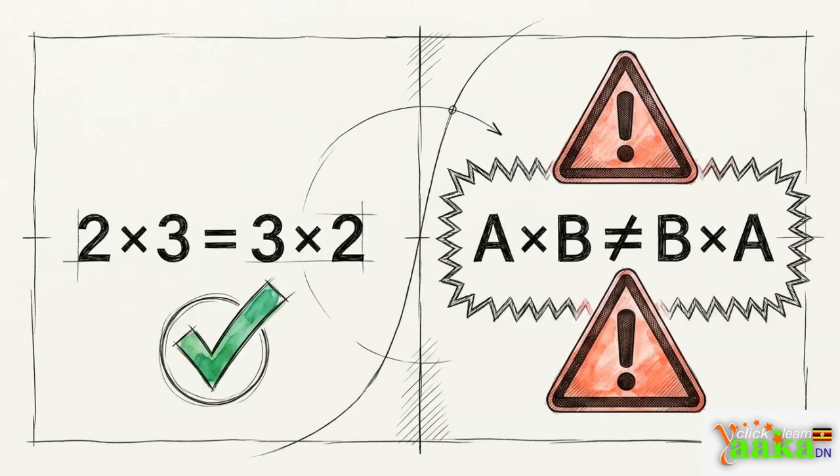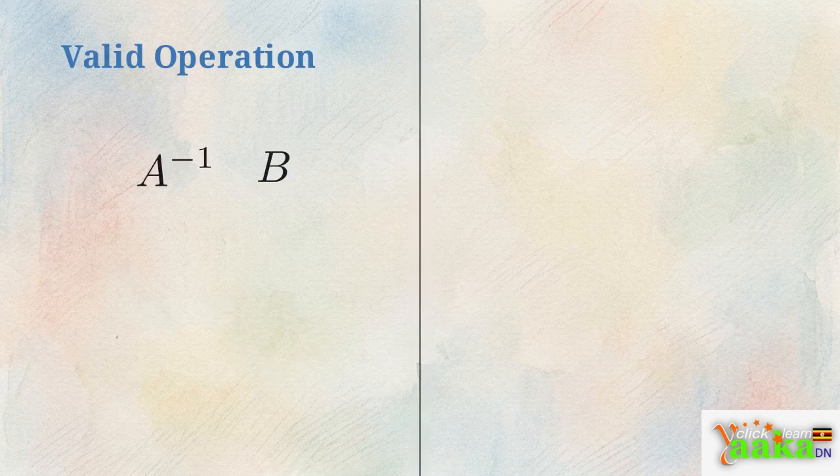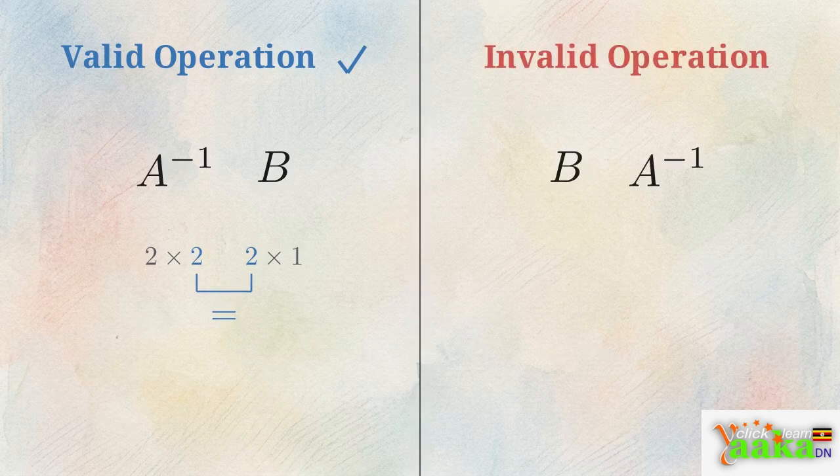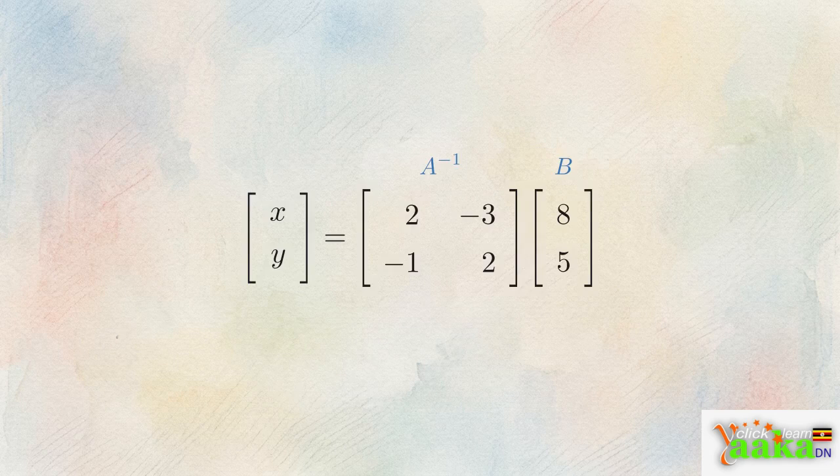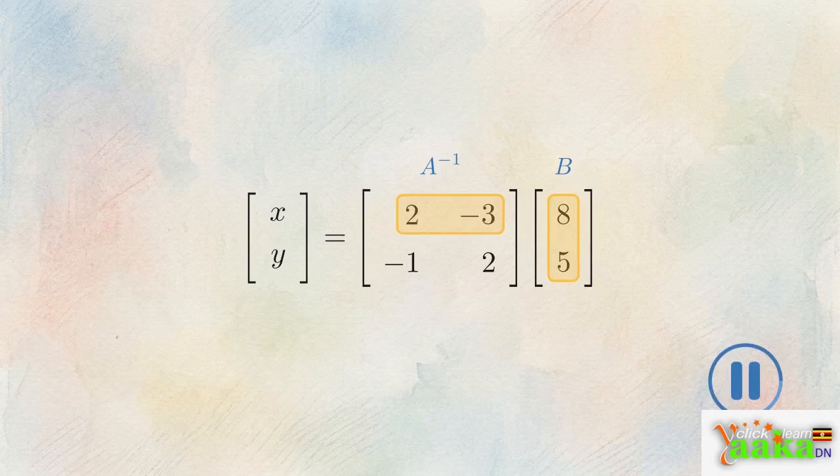When preparing the final multiplication, we must observe the requirements of matrix algebra. Unlike standard multiplication, the sequence of these components determines the result. The inverse matrix must be positioned to the left of the constant matrix. If the order is reversed to B times A inverse, the dimensions of the matrices will not align, and the calculation becomes impossible. Maintaining the order of A inverse times B ensures the rows and columns are correctly oriented for the final step. Pause the video here and perform the multiplication yourself. Multiply the 2 by 2 inverse matrix by the constant vector of 8 and 5.